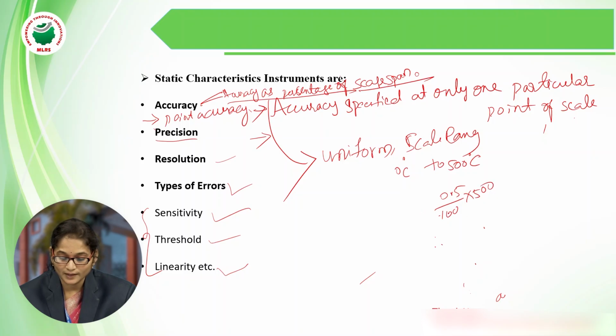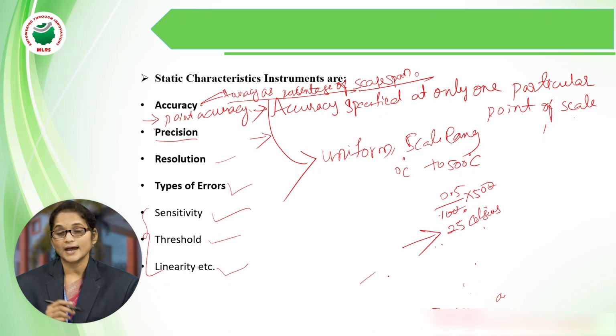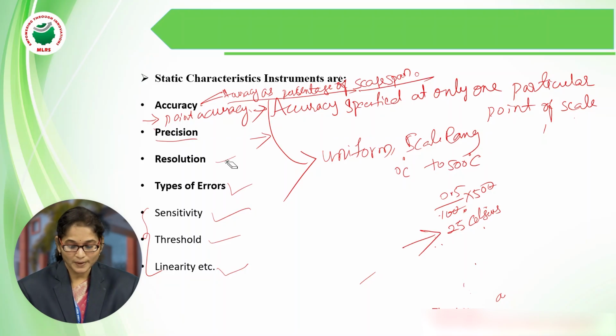Then we will get 25 degrees Celsius. So this is accuracy as a percentage of scale span. This is about accuracy. The percentage of true value is defined in terms of the true value of that quantity. Next we will go to precision.